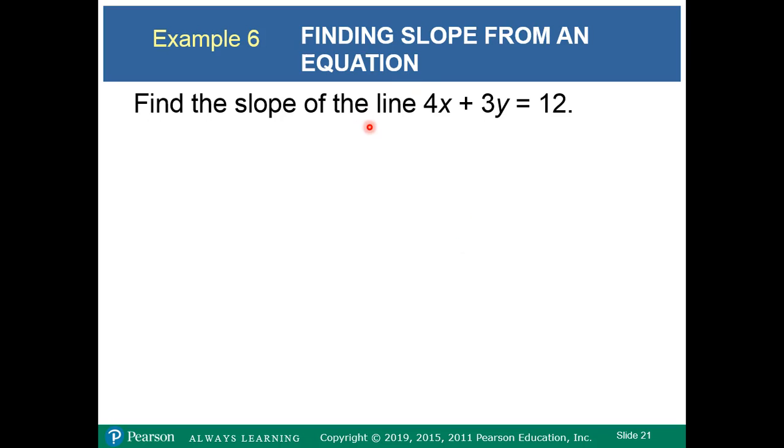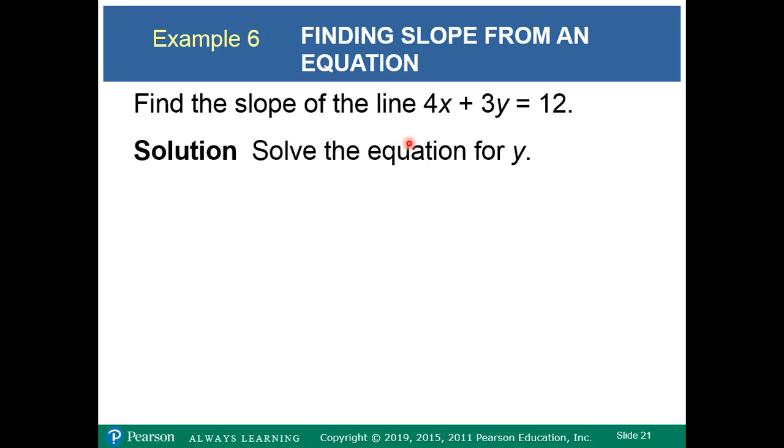So now if we look at this one, we want to find the slope of the line 4x plus 3y is equal to 12. So what we need to do is find the slope. Okay, so we're going to solve the equation for y, and you'll see why. We're going to solve the equation for y and see what we get.